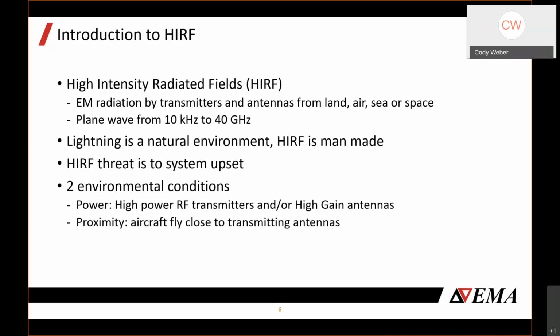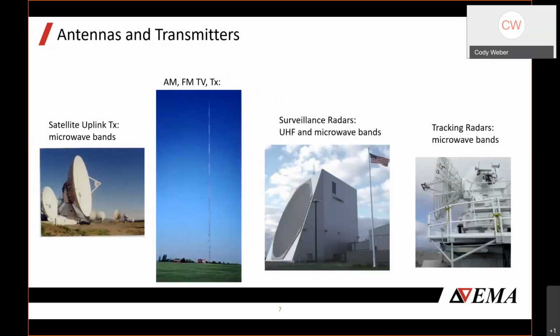And so with that in mind, there are two types of environmental conditions necessary for a HIRF threat to be realized. One of them is the power associated with the transmitters: you need a high power RF transmitter or high gain antennas. And then proximity: your aircraft has to be flying close by to those transmitting antennas. Here are some examples of the type of transmitters we're talking about that produce the threats, and there are many more than what is listed here.